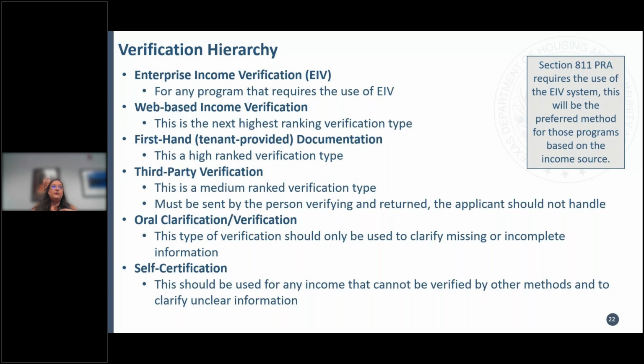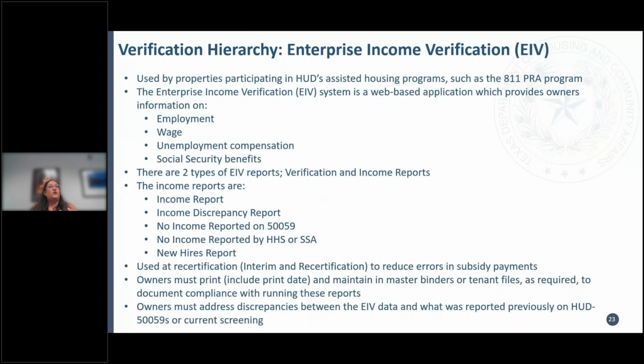So a little bit more about the EIV system. This is for properties participating in HUD's assisted housing programs like the 811 PRA program. The EIV system is web-based and provides owners information on employment, wages, unemployment, and Social Security benefits. There are two types of EIV reports, verification and income reports. The income reports are the income report, the income discrepancy report, no income reported on the 50059, no income reported by HHS or SSA, and the new hires report.